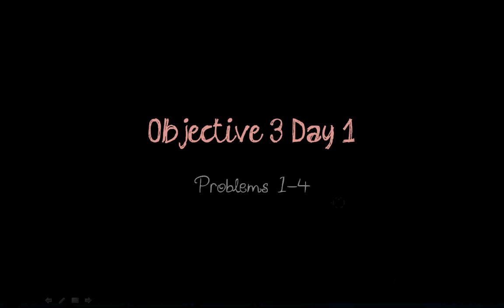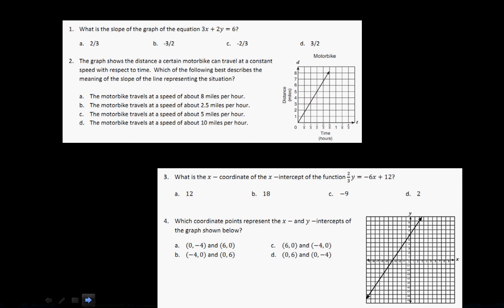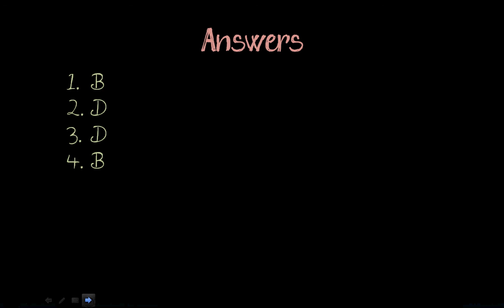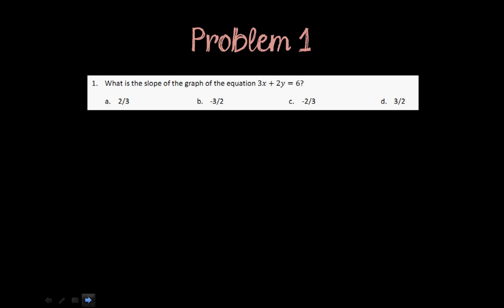This is homework for Objective 3, Day 1, and we're doing problems 1 through 4 on this video, which there's 2 problems on slope and then 2 problems that talk about the x and y coordinates. So the answers you should have gotten were 1 is B, 2 is D, 3 is D, and 4 is B. So here's the first problem.